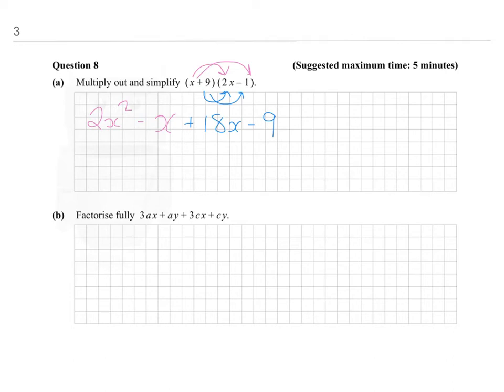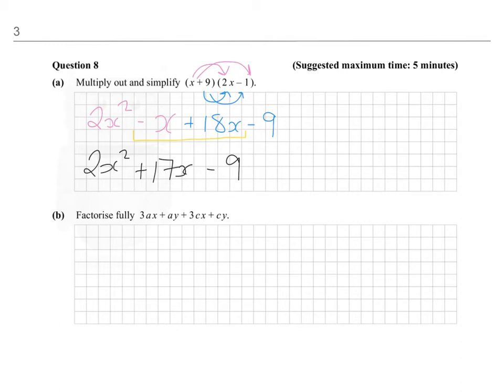Okay, now simplifying this then, the two terms that I can simplify are these two, because they're the same. So I'm going to be left with 2x squared plus 17x minus 9. And that's that multiplied and simplified.